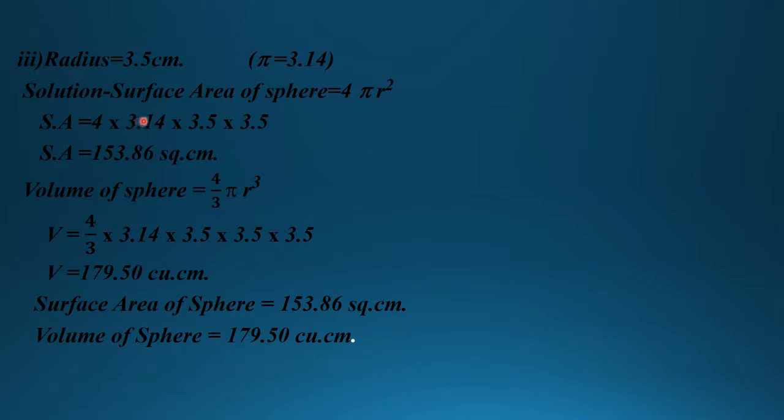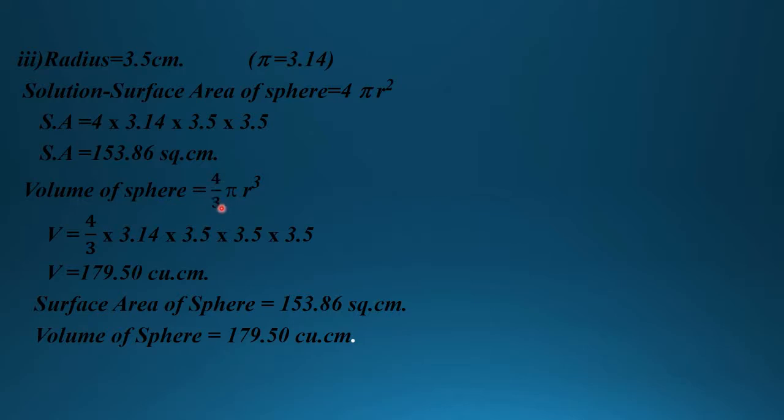Substituting the value of pi and r, we get surface area is equal to 4 multiplied by 3.14 multiplied by 3.5 multiplied by 3.5. So therefore, surface area is given as 153.86 square centimeter.